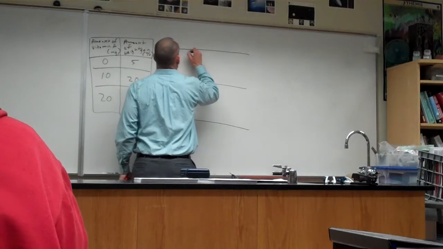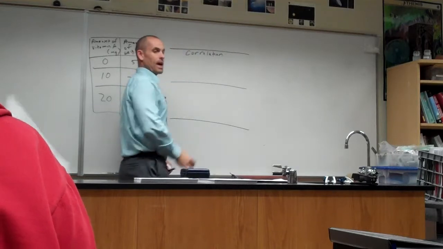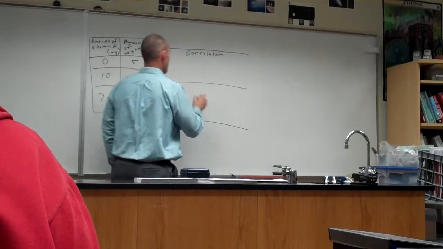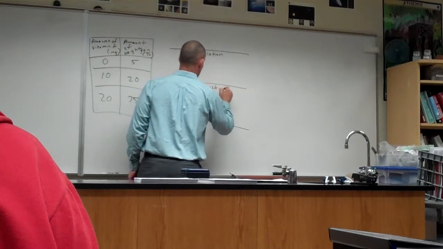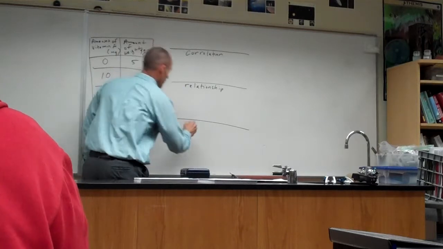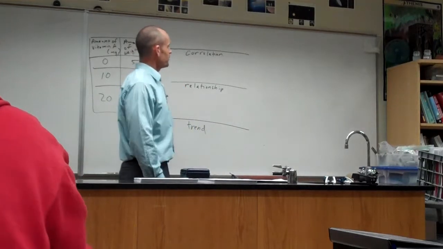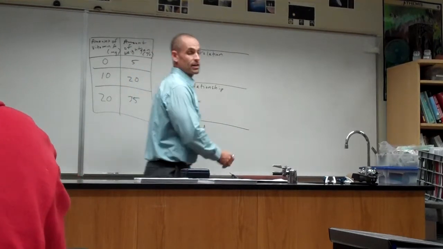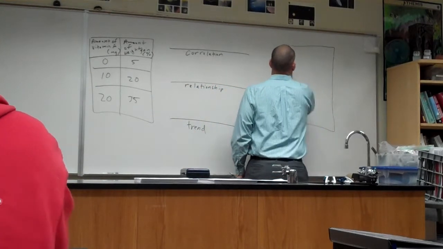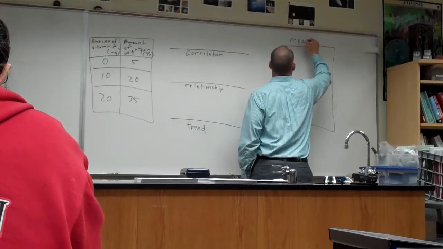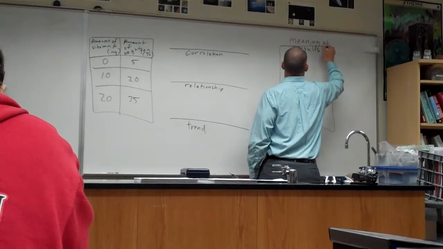For this first line, we're going to write right below it: correlation. Make sure you leave yourself some space and gaps, and give yourself the whole paper to use. Under this one, we're going to write relationship. And under this one, we're going to write trend. Now, the very last thing I want to make sure you have is some sort of box off to the side, and we're going to write meaning of results, question mark.